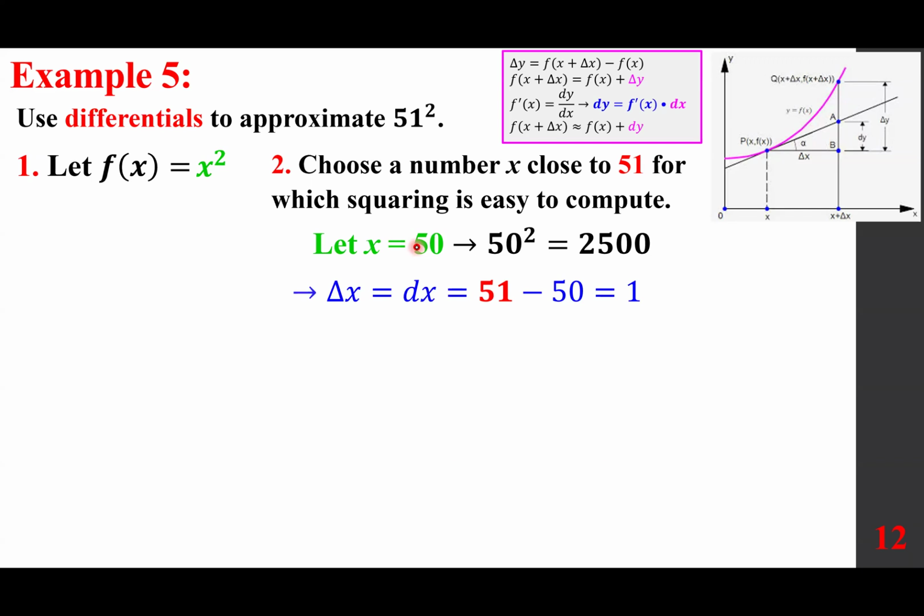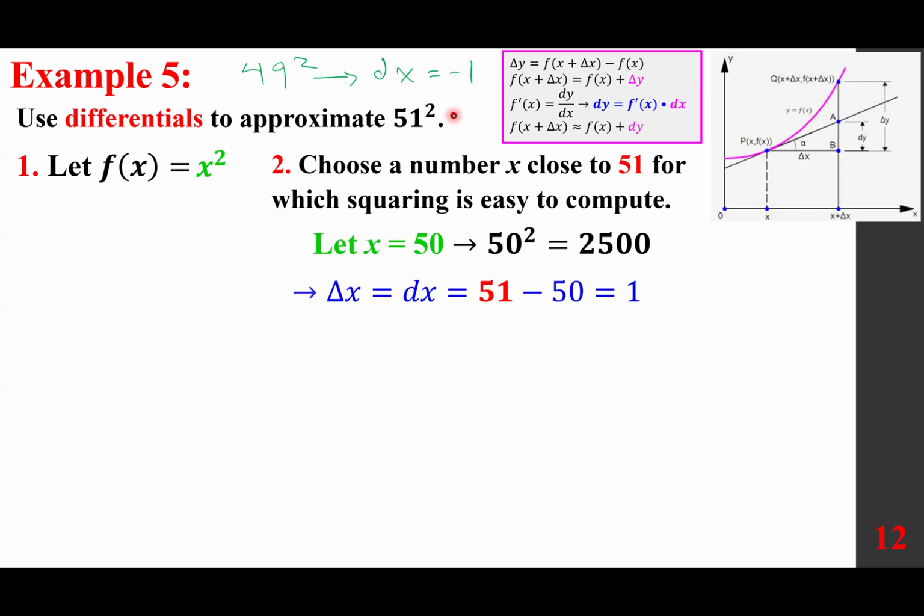What does it mean? We may not know what's 51 squared, but since 50 squared is 2,500 and dx is positive, then 51 squared must be larger than that. On the other hand, if the question was asking for what is, let's say, 49 squared, then I hope you realize dx is negative 1, which means 49 minus 50 is negative 1, and we know it's smaller.